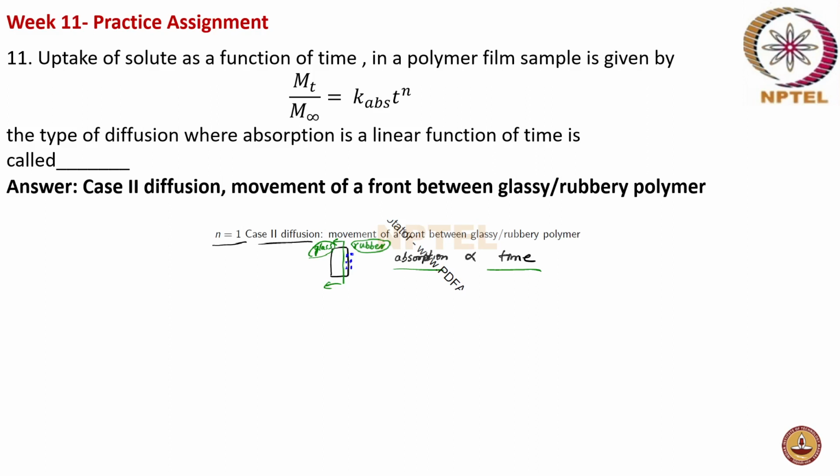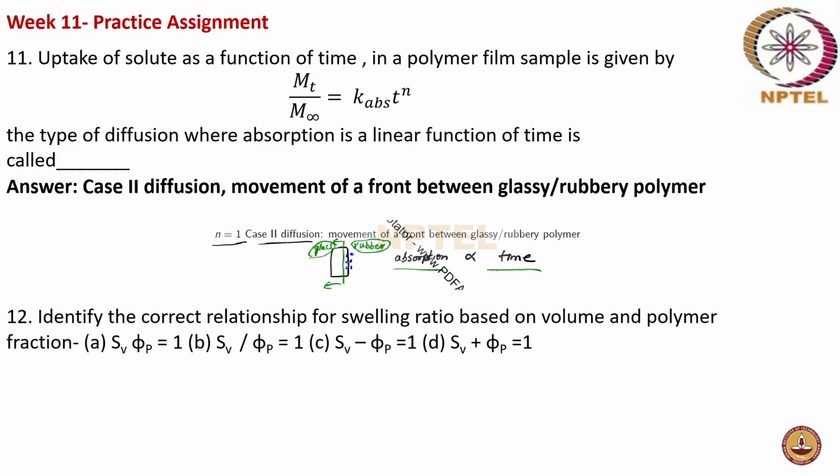Now the next question is, identify the correct relationship for swelling ratio based on volume and polymer fraction. Is it A, swelling ratio into polymer fraction is equal to 1, or B, swelling ratio divided by polymer fraction is equal to 1, or C, swelling ratio minus polymer volumetric fraction is equal to 1, or D, swelling ratio plus polymer fraction is equal to 1? Which one of these? Can you guess what the swelling ratio is, based on volume and polymer fraction?